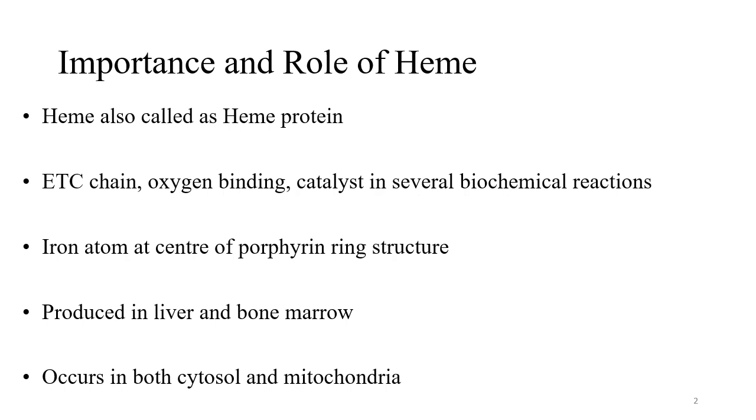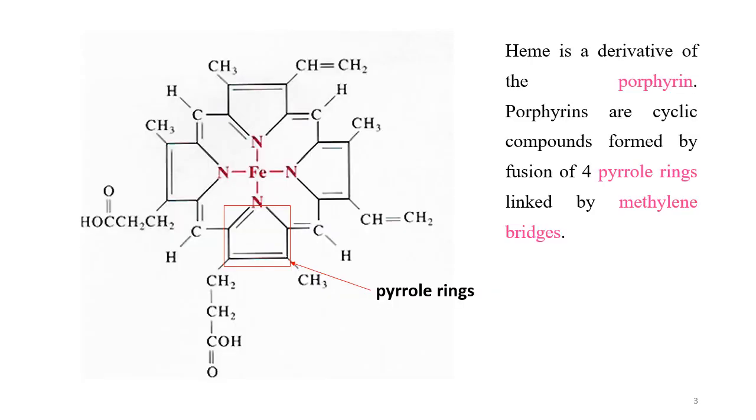It participates in electron transfer. It helps as a catalyst in various biochemical reactions. It participates in signal transduction and is also participating in microRNA processing. The organic compound heme contains an iron atom which is in the center of the porphyrin ring structure. You can see it on the slide.